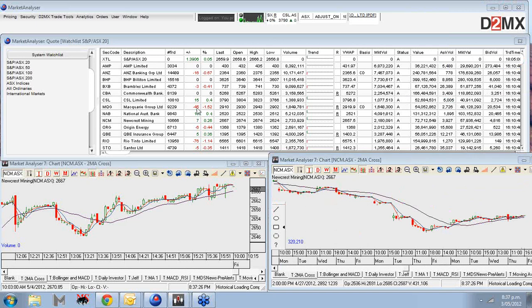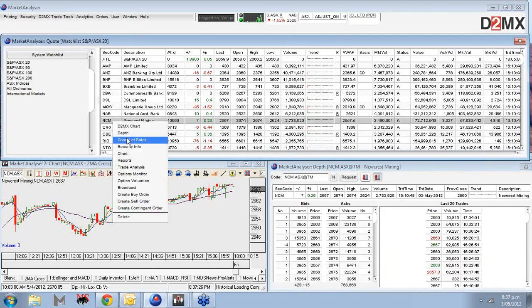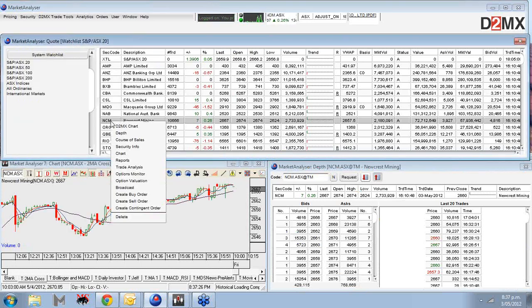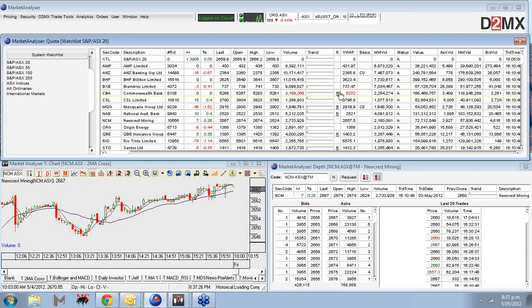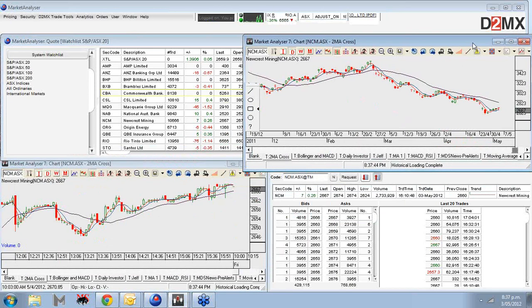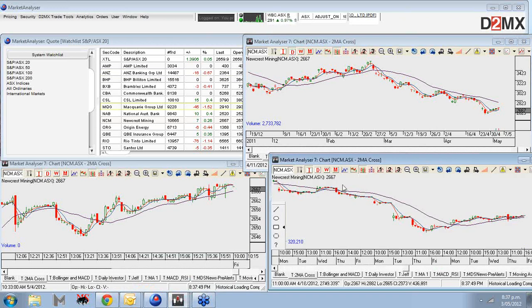And on top of that, you may want to have the daily chart up as well. Newcrest still. Right click, the D2MX chart is the one we're looking at, and pop it up here on daily. Now the bottom chart down here can be found at the bottom of the screen, and we'll just pick up the other chart. So we've now got the 3 charts open. We've got the daily, hourly and 3-minute trend on Newcrest.